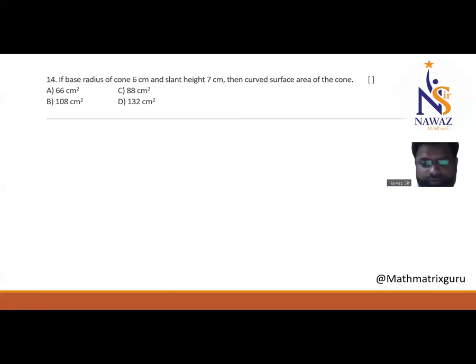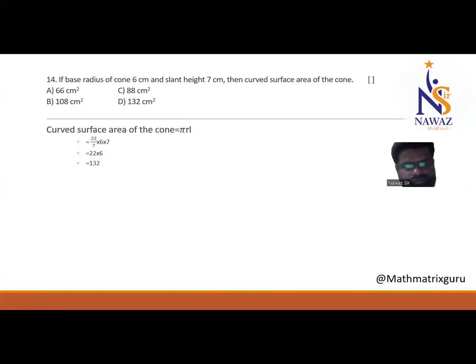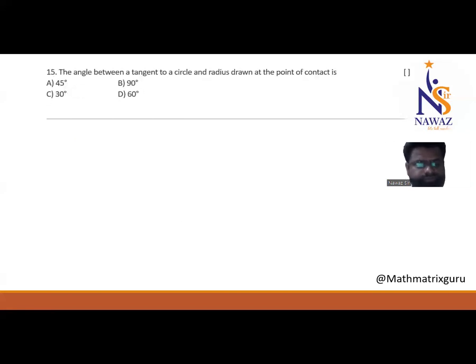The formula for the curved surface area of the cone is pi RL. So when we substitute these values, the value of pi is 22 by 7, R is given as 6, and L is 7. 7 gets cancelled, we will get 22 into 6, that is 132. So D is the correct option.